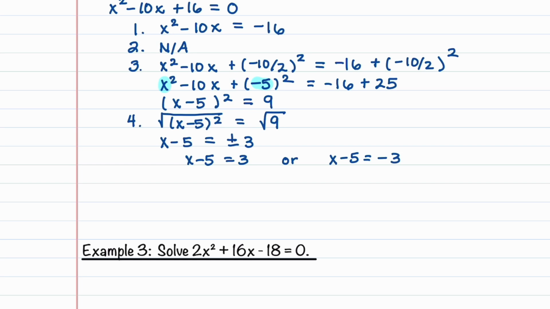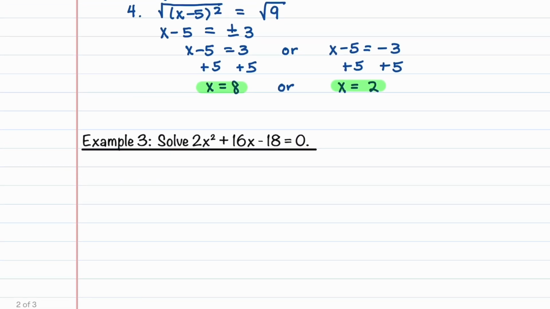Let's go back to the left. We're going to solve for x, so let's add 5 to both sides, and we get an answer of x is equal to 8. And then on the right, we're also going to add 5 to both sides, and we get an answer of x is equal to 2. We'll put our little "or" there. And let's go ahead and highlight our answers. Our answers are x is equal to 8 or x is equal to 2.